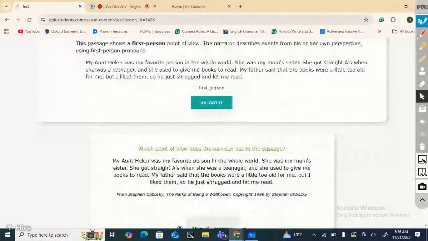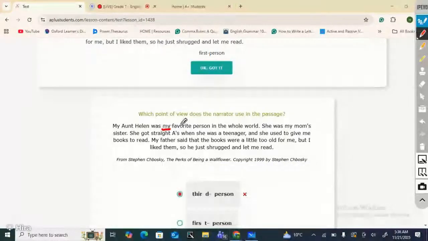Look, my, again, and then the use of I as well. So it shows that the first person point of view is used in this passage, not third.